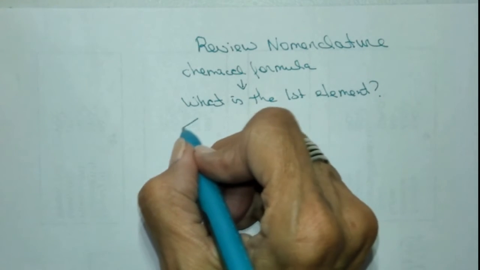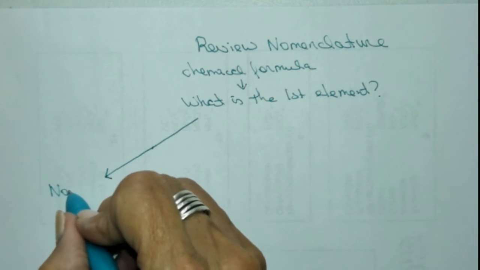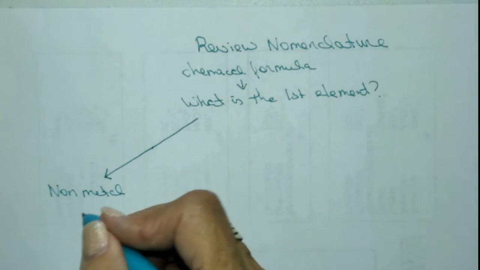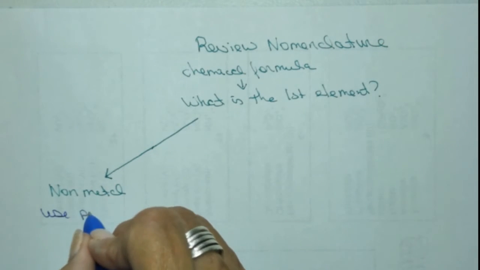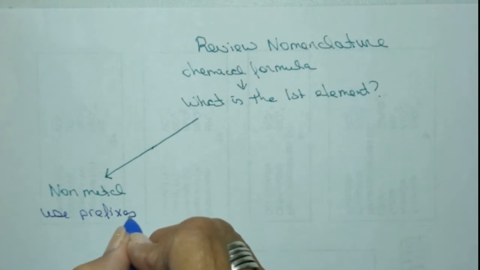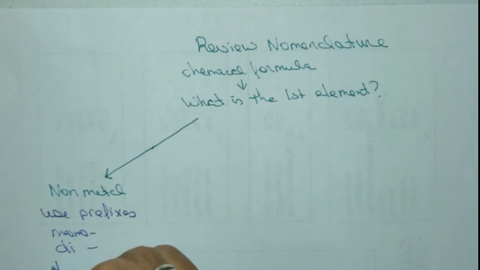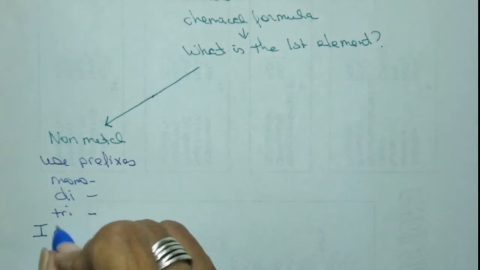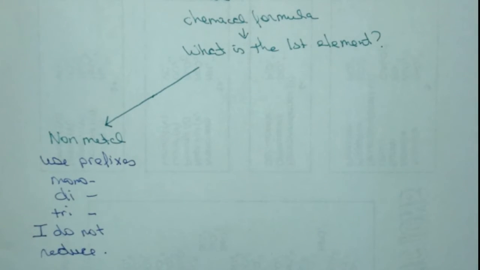If it is a non-metal, this is where I use prefixes like mono, di, tri, etc. I do not reduce. Okay?